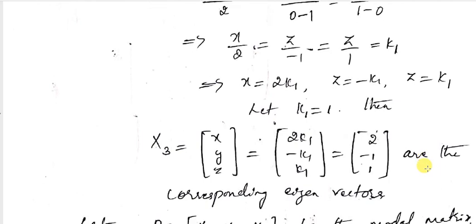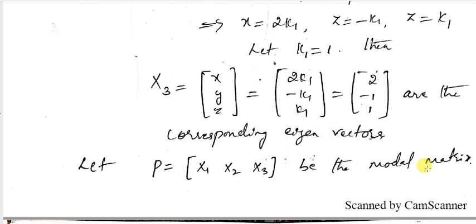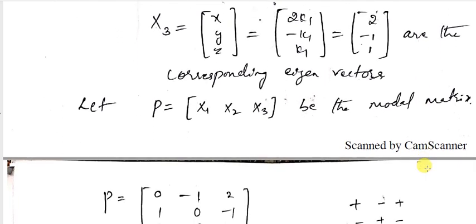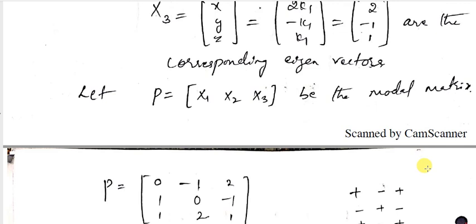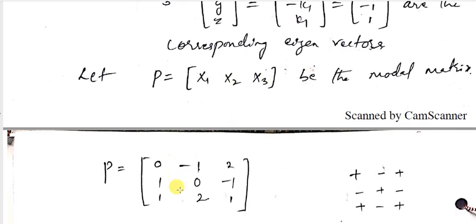Now I have got all the eigenvectors corresponding to the eigenvalues. Now let us write the modal matrix. The modal matrix P is equal to x1 x2 x3. We have to write all the eigenvectors in columns to form the modal matrix. So P is equal to 0 1 1, minus 1 0 2, 2 minus 1 1.